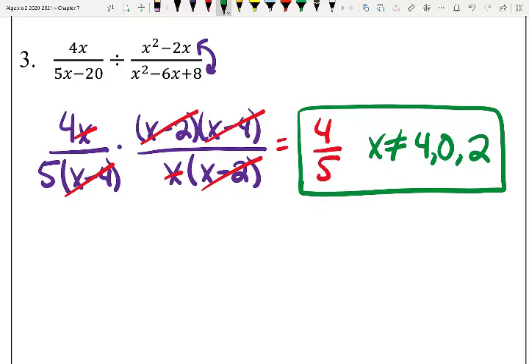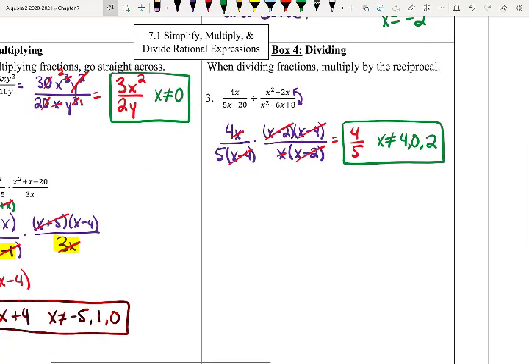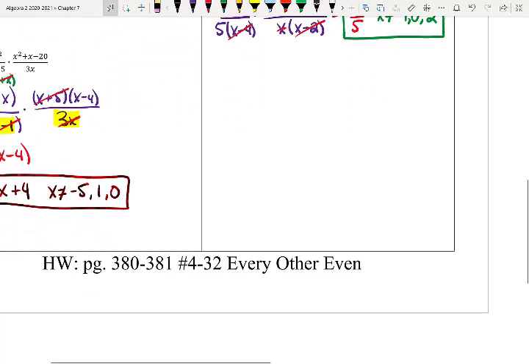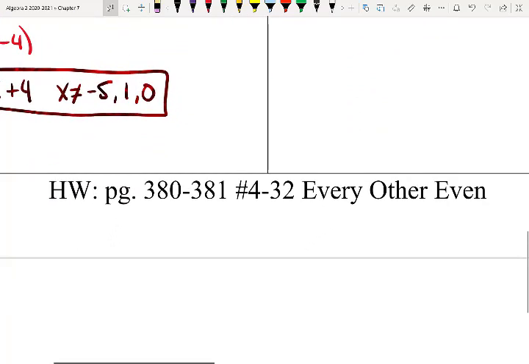So that is all for our notes for 7.1. Your homework for this section that we'll work on tomorrow is page 380 and 381, 4 through 32, every other even.